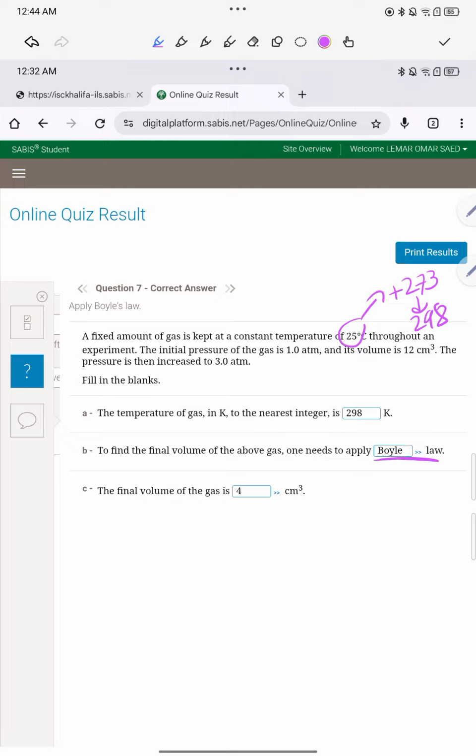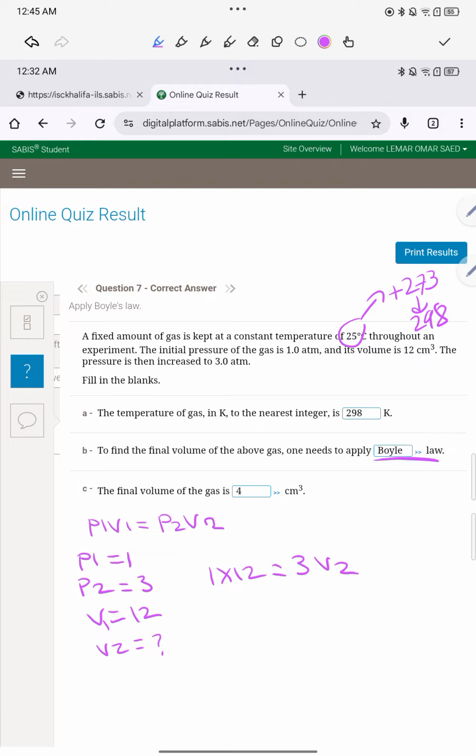Now we have to find the final volume, which will be P1 V1 equals P2 V2. Okay, P1 equals 1, P2 equals 3, volume 1 equals 12, volume 2 equals question mark. So 1 times 12 equals 3 times V2. Find V2. V2 is equal to 4.